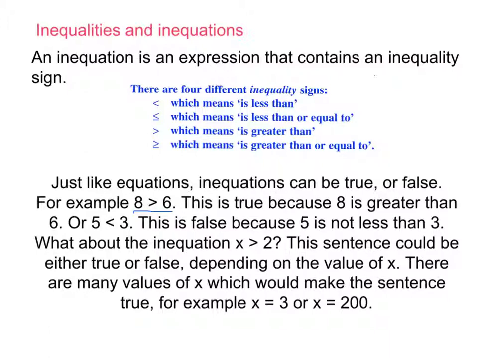Or we have 5 is less than 3. This is false, because 5 isn't less than 3. It's pretty simple. Those ones are kind of straightforward. But what happens if we have an inequation that says x is greater than 2? What could x be? This sentence could be either true or false, but we don't know because we don't know what the value of x is. There are many different values of x which will make the sentence true. Say, for example, if x equaled 3, that'd be correct. Or if x equaled 200, that'd also be correct. There's many different possibilities.